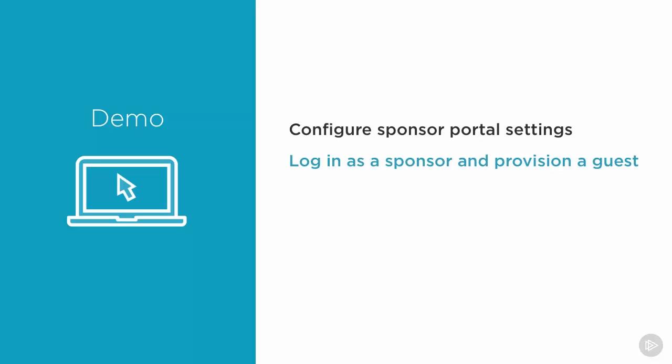Then we'll log in as a sponsor. We'll provision a guest. In ISE, we need to configure our guest authorization policy. So we'll set that up, and then we're going to go ahead and test and log in as a guest and see what the process looks like. So without any further ado, let's jump into the lab and configure guest access with a sponsor portal.